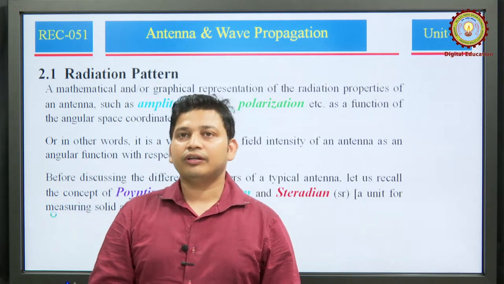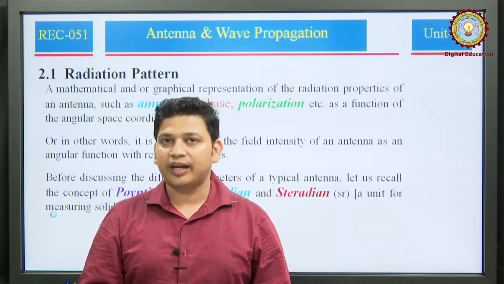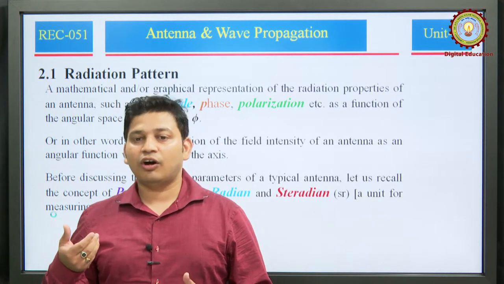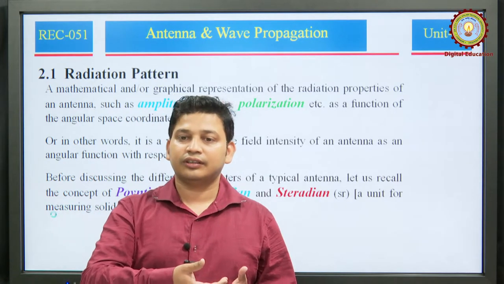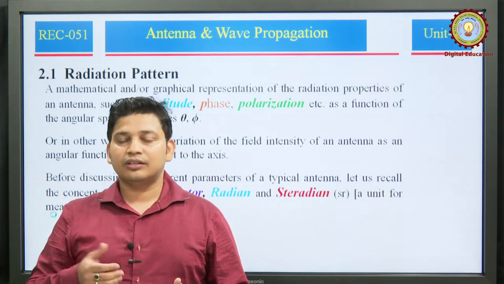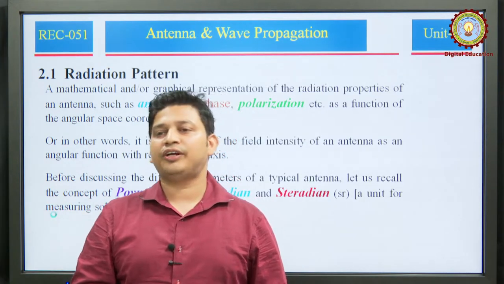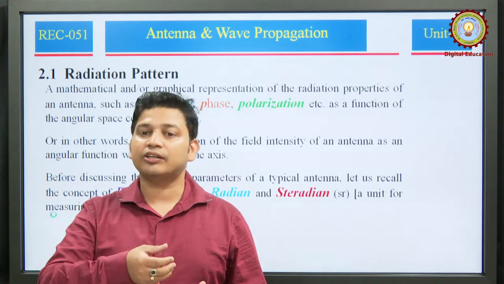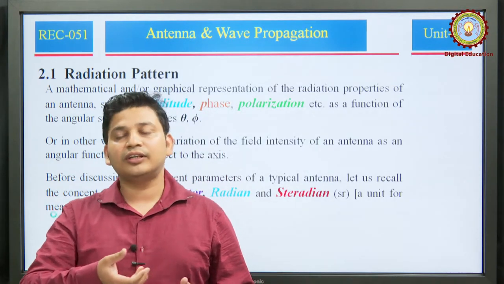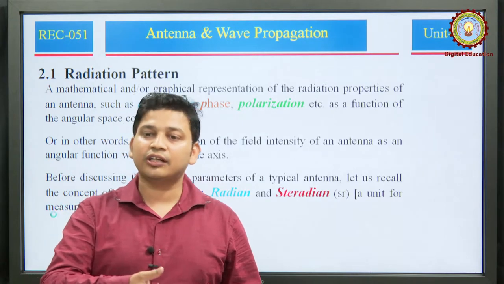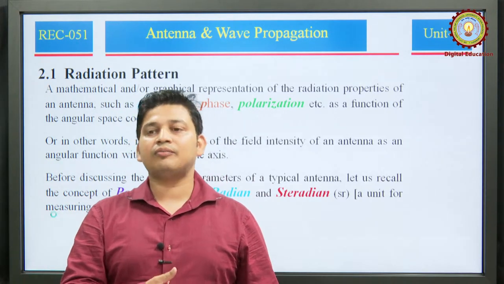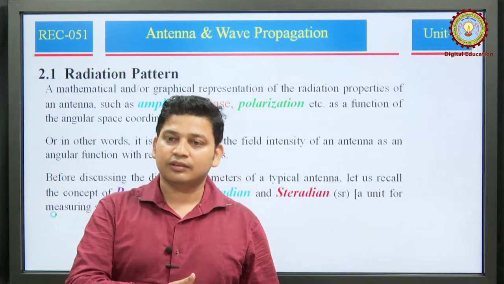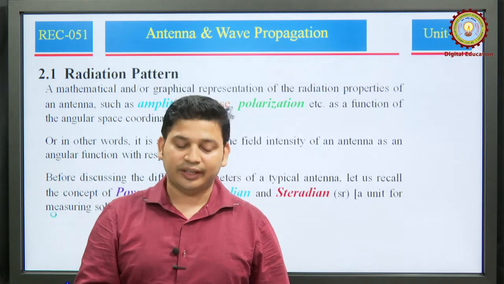Or we can define it as the field intensity of an antenna as an angular function which radiates away from the antenna, or we can say the directional function away from the antenna. So, these are the basic two or three definitions of radiation pattern. It is nothing but the radiation of the antenna as a function of direction or angular space, an angular pattern in terms of phase, polarization, magnitude, etcetera.